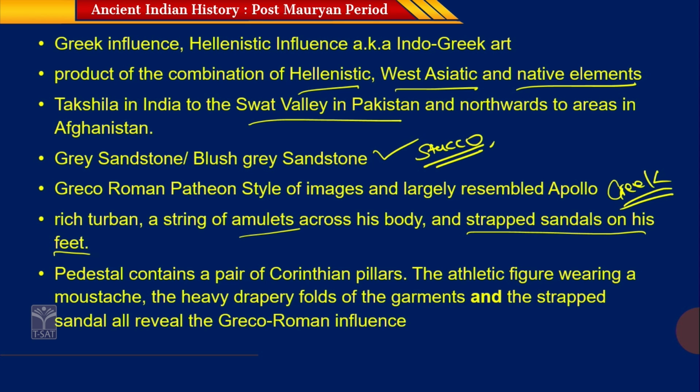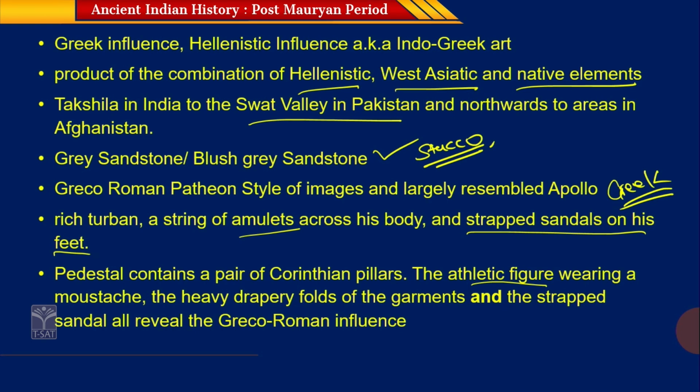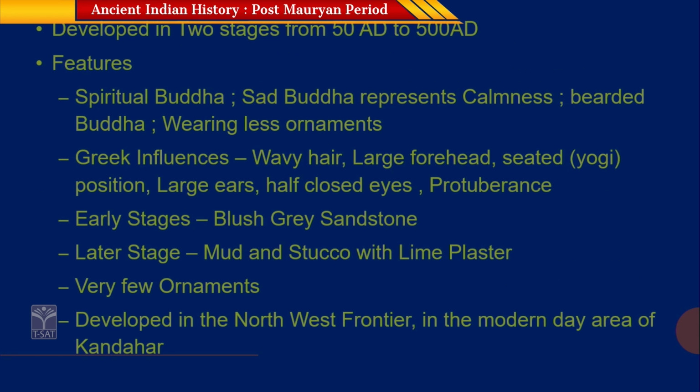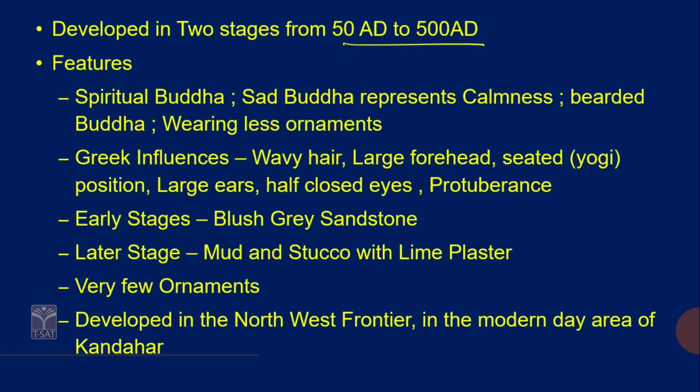And if you see Buddha in Gandhara school, he also tends to stand on a pedestal of Corinthian pillars. Corinthian pillars are pillars very similar to the one you observe in the Parliament of India today. So we have a series of circular pillars, and on the top Buddha is standing. Very athletic figure. Here Buddha almost looks like a warrior with heavy thick drapery like a very thick shawl, and strapped sandals. Clearly Greek Roman influence in Gandhara school. Gandhara school developed in two stages, guys, between 50 AD to 500 AD.